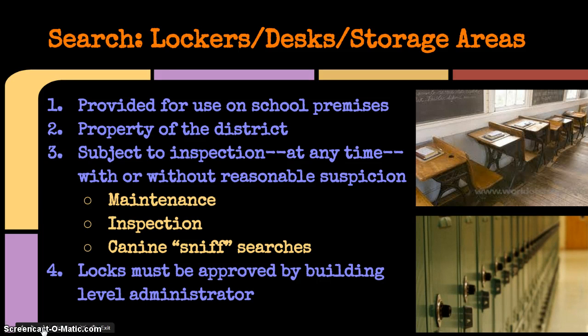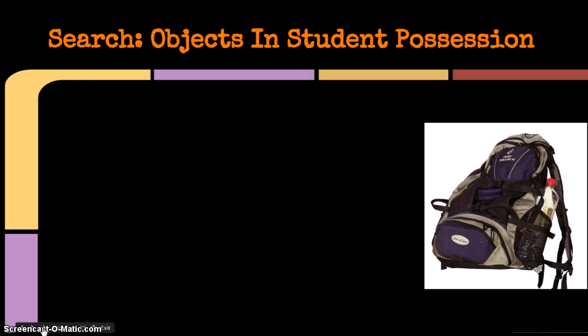This also just in the code of conduct, it states that locks must be approved by the building. So it's got to be the lock already put on the locker. Students can't double master lock their locker to keep administration out. The rules change a little bit in terms of searching objects that are on an actual student, so the possessions of the student that they're carrying around with them.